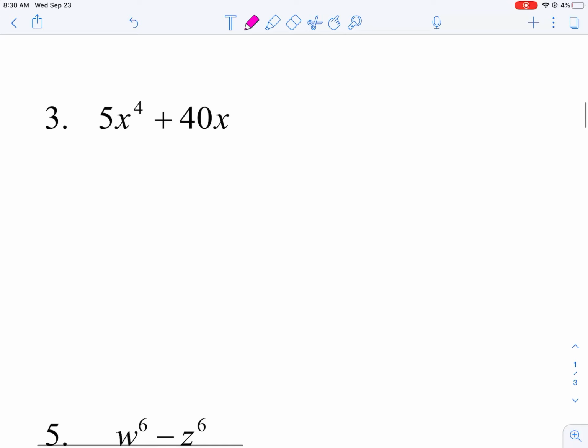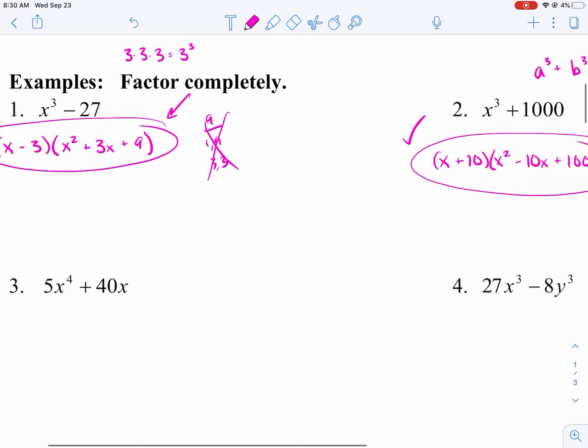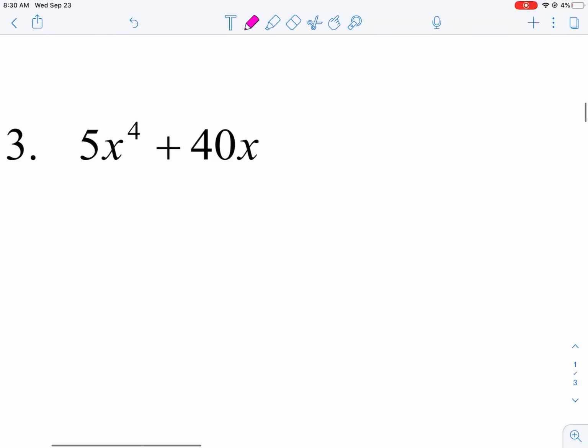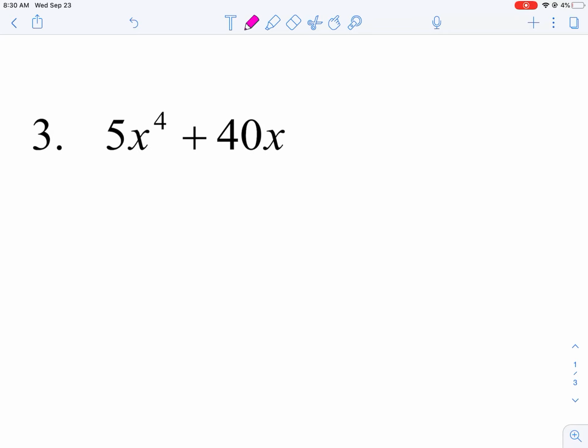In the first two, I kind of skipped over your first important step when you're going to factor expressions, and that is to take out a GCF. In the first two we couldn't take out a GCF because we didn't have variables on either side. Here we can, and so it's still advisable to do so. The GCF here is going to be 5x. So take out a 5x. That leaves me x cubed plus 8.